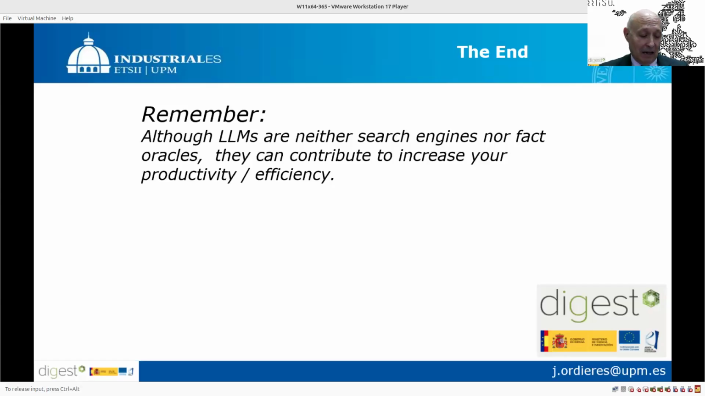Then, as a final clue, the LLMs are not search engines, are not oracles, but for sure they are tools that make you much more productive and efficient than before. So use them properly. And well, that's all.